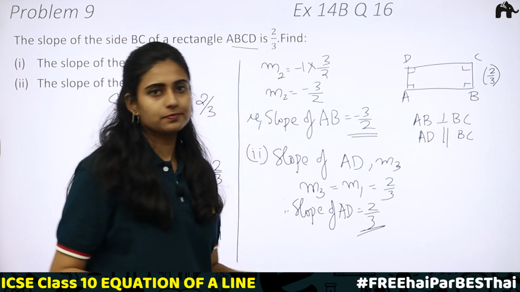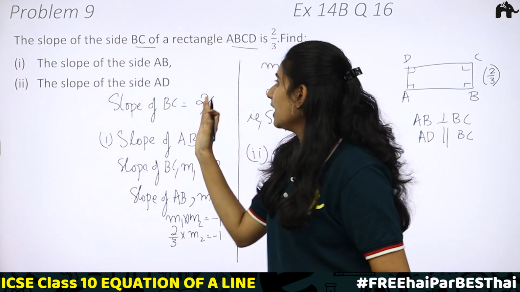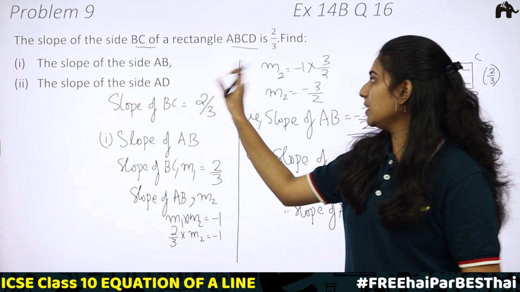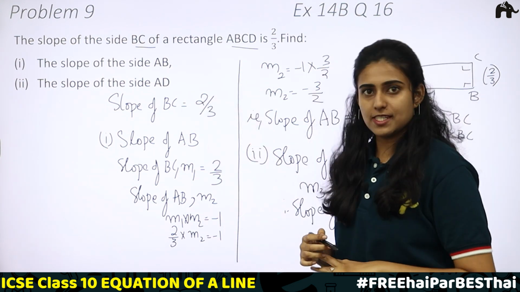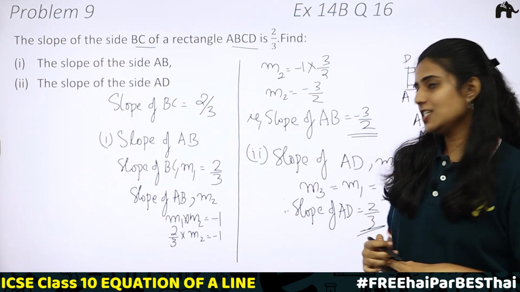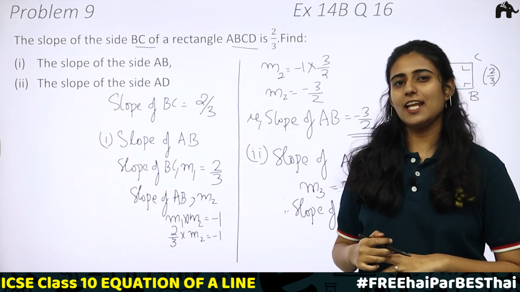Clear? We got the slope of AB and the slope of AD. AB is perpendicular to BC and AD is parallel to BC. Understood this? Let's move on to the next problem.